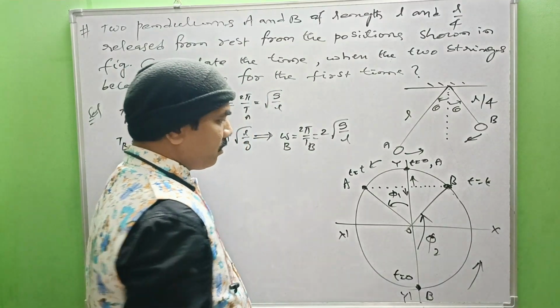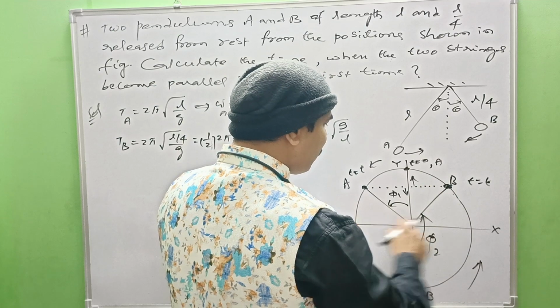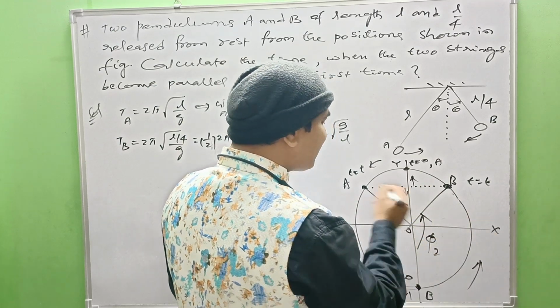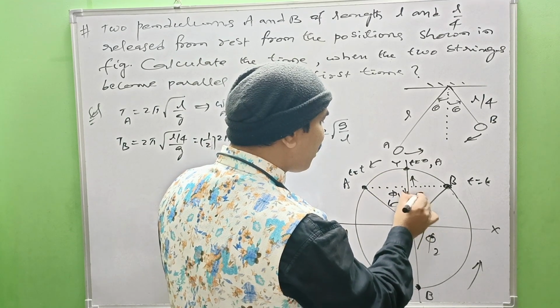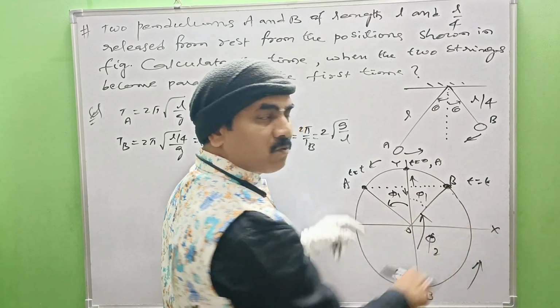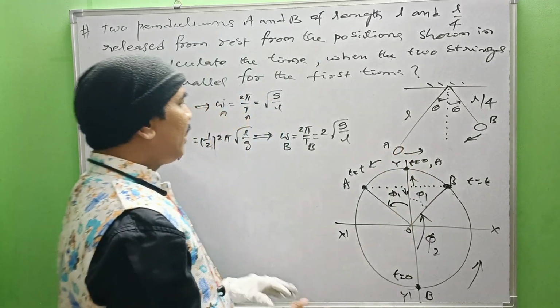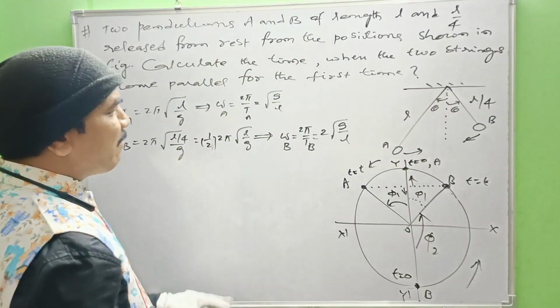Okay. So by symmetry, as A and B are at the same level above XOX dash, therefore if this is phi 1, this one also is phi 1. Why? Because both are at the same level above XOX dash, that is, this is phi 1, this one also phi 1, right? Now how to get the time here?